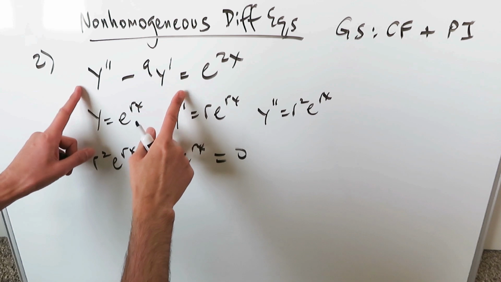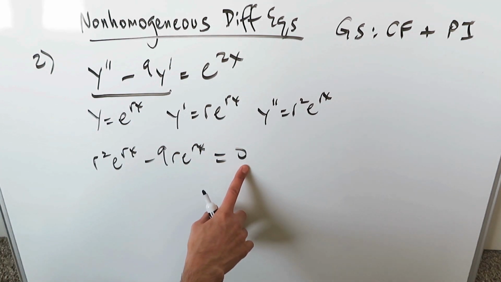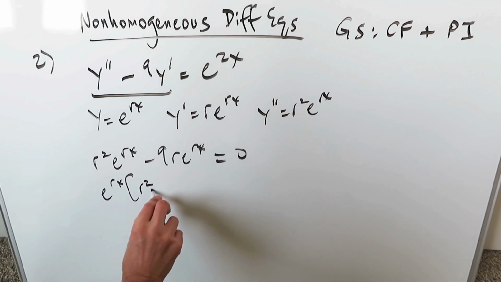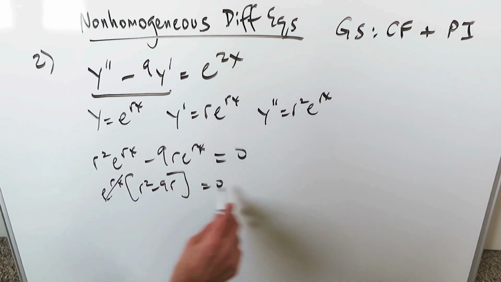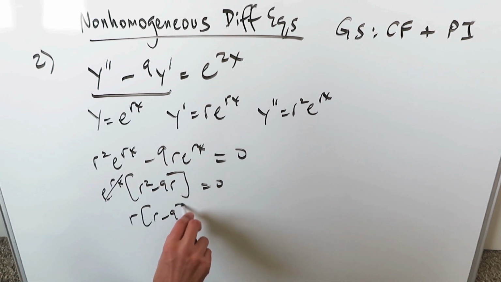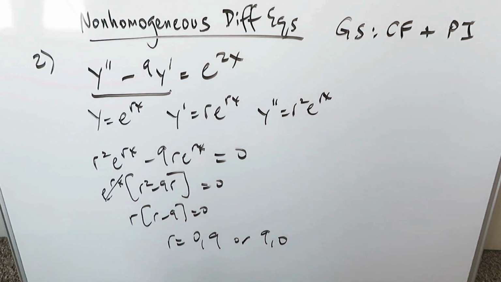When you're solving the complementary function, you're looking at your original equation, you're treating it as homogeneous, and you go from there. You can isolate e to the power of rx. I have r square minus 9r. When you take the e to the rx to the other side, it zeroes out. You can isolate an r. I have r parentheses r minus 9 is equal to 0. R is equal to 0 comma 9. Or you can say 9 comma 0. It doesn't matter how you put it, either way it's fine.